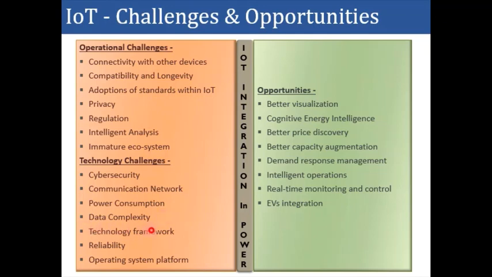Data which we receive from the field and the data which is being processed by IoT devices is complex, and because of this data complexity, data interoperability is also a challenge in case of IoT devices. The technology framework is still not frozen because it is still evolving. So the moment the technology framework changes, a lot of rework is required to make it compatible with the technology framework. Reliability is another challenge.